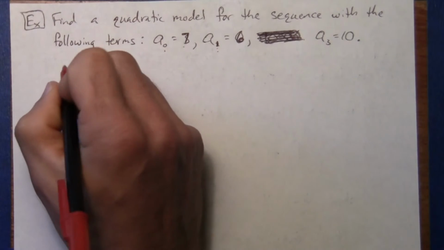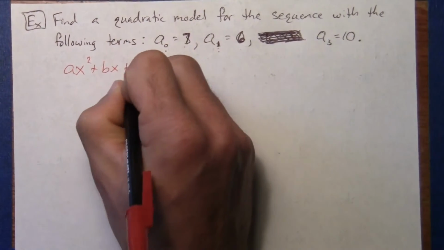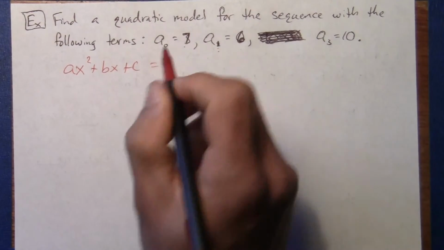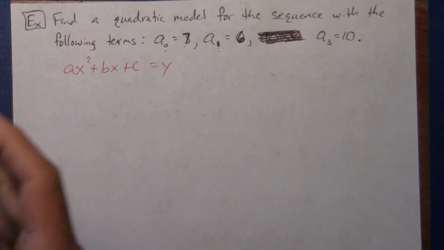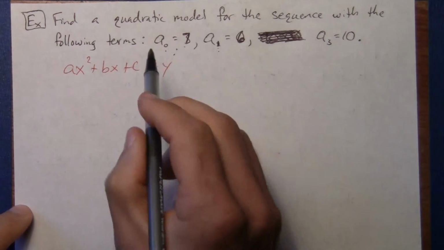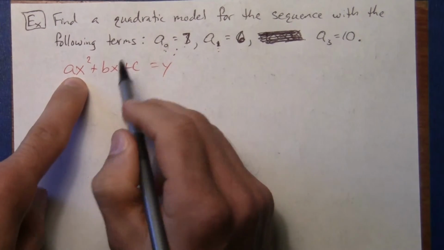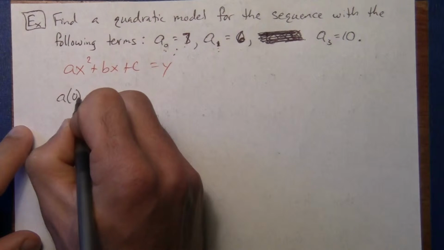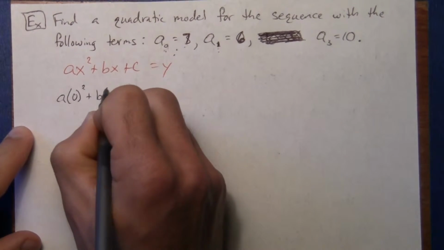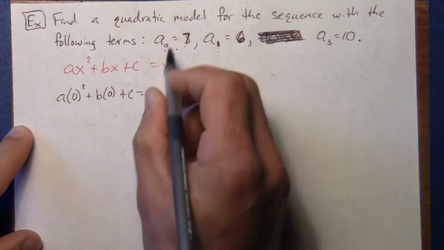Alright, so they said to write a quadratic model. Well, I know a quadratic model looks like this: ax squared plus bx plus c, and that's equal to f of x or y. So I'm going to use that and set up basically a system of equations with this. This is representing the x value, which means I would plug 0 in for all these x's. That would give me a times 0 squared plus b times 0 plus c is equal to, this is the actual y value, 7.